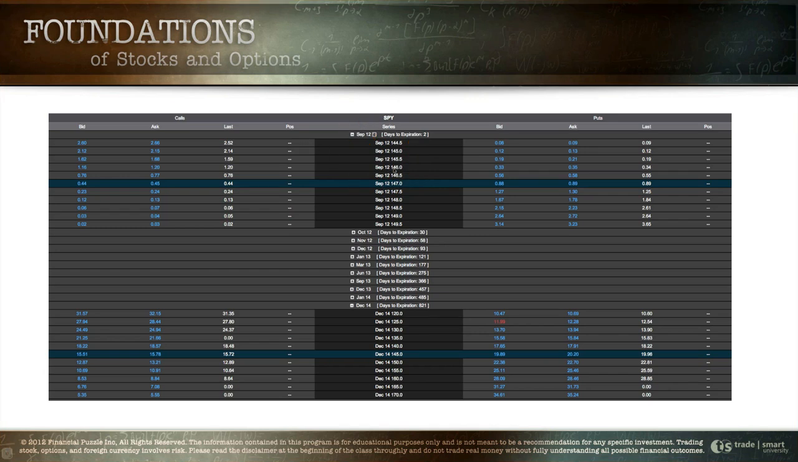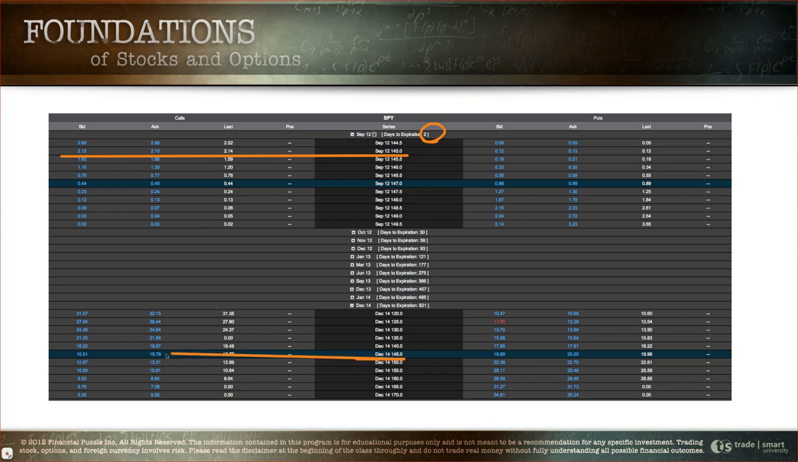Okay, so let's look at the same strike price. This is for the 145 Spider that expires in 2 days, versus the 145 Spider that expires in 821 days, both for the 145 strike price. Notice a substantial difference in price. Why?